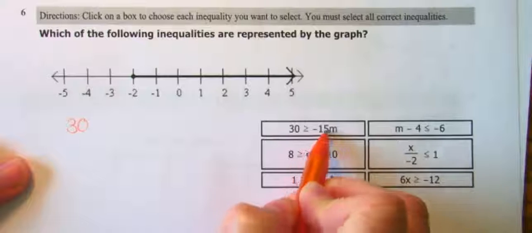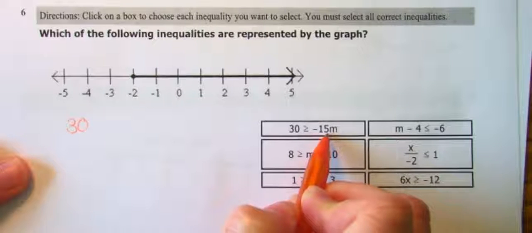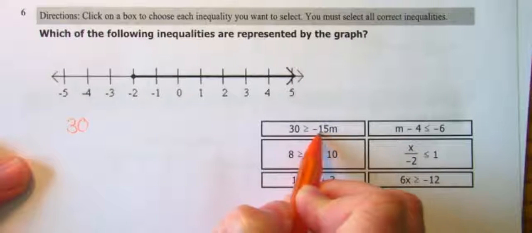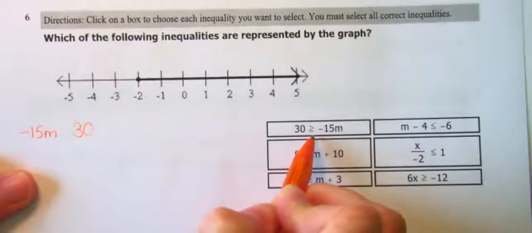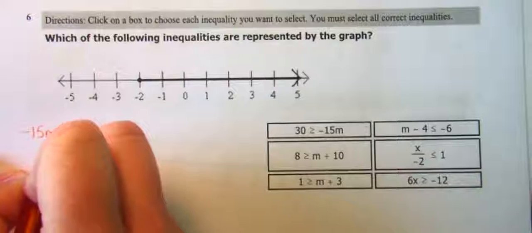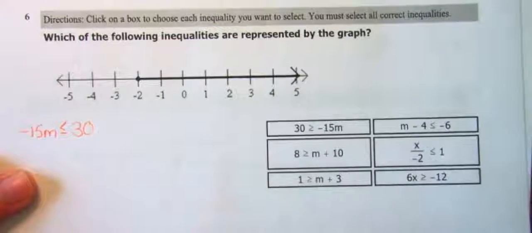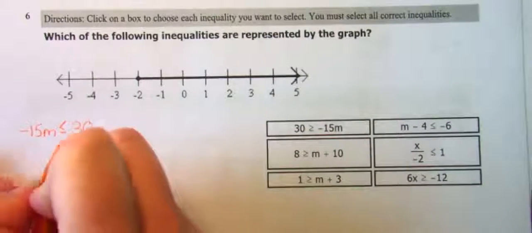I do not like the variable when it's on the right hand side. I want it on the left, so I'm going to rewrite this as -15m. Since the pointy's towards the -15, I have to keep the pointy side towards that. And now I'm going to work this out.